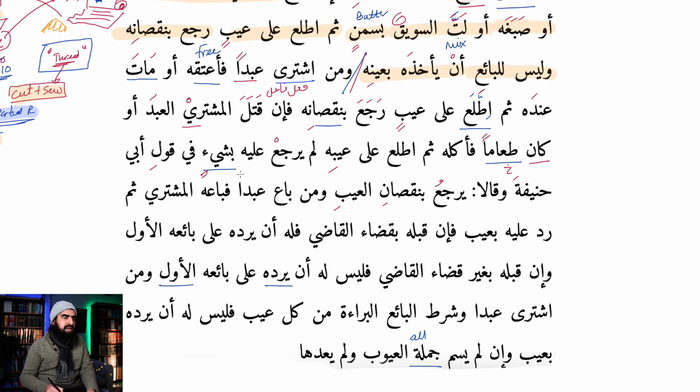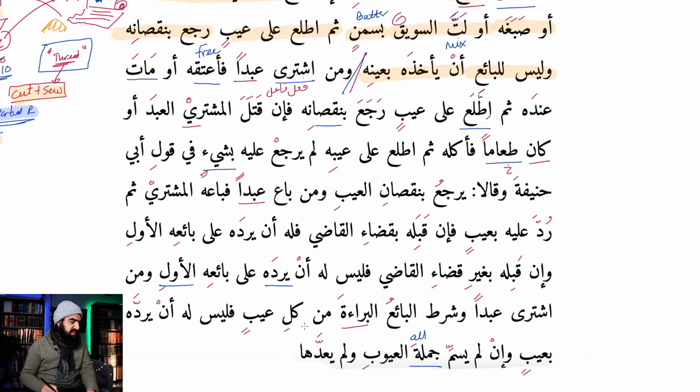العيب. ومن باع عبدا, again مفعول به, فباعه المشتري ثم رد عليه بعيب فإن قبله بقضاء القاضي فله أن يرده على بائعه الأول. وإن قبله بغير قضاء القاضي فليس له أن يرده على بائعه الأول. ومن اشترى عبدا وشرط البائع البراءة مفعول به again من كل عيب مضاف إليه فليس له أن يرده بعيب جار مجرور. وإن لم يسمه جملة العيوب ولم يعدها.